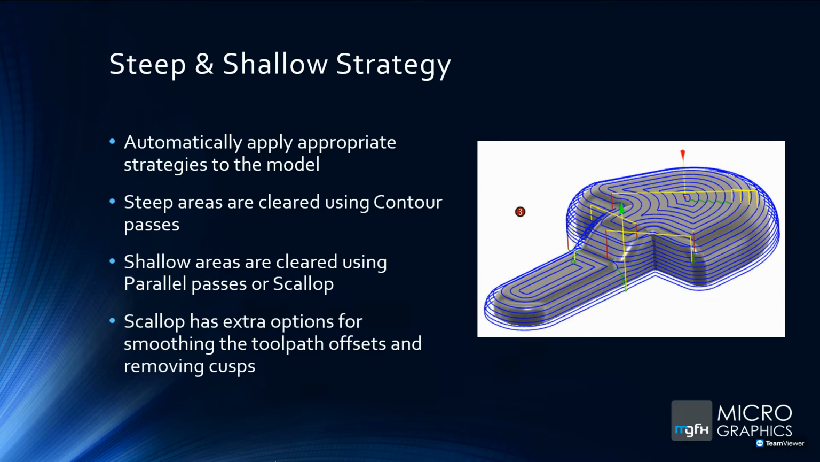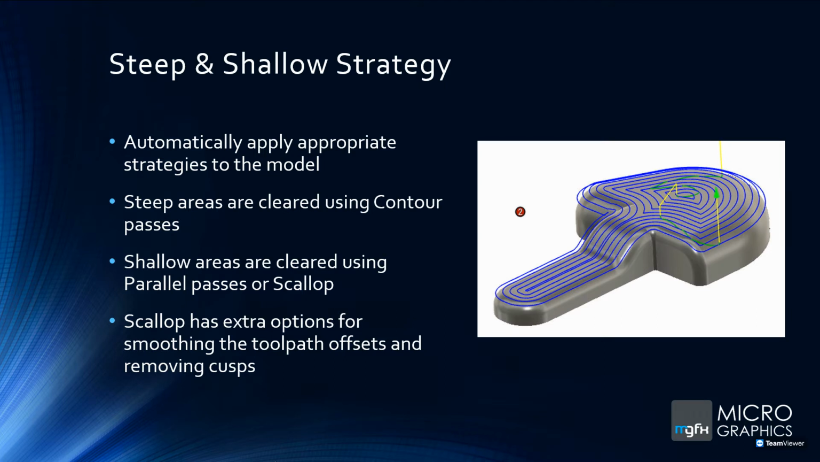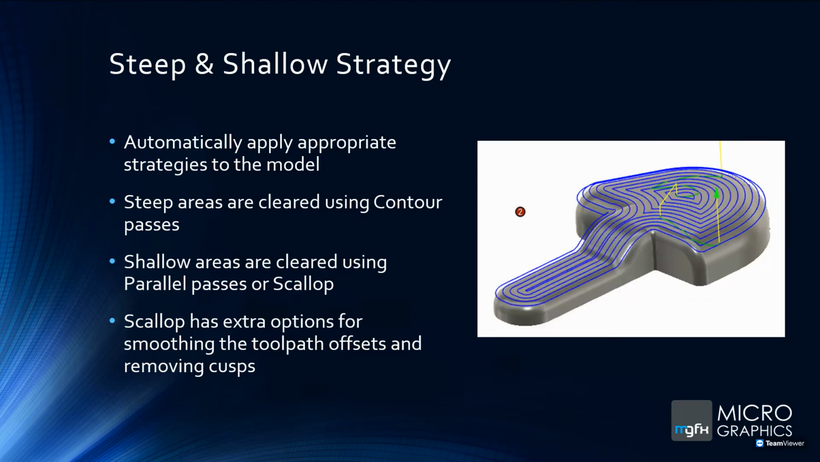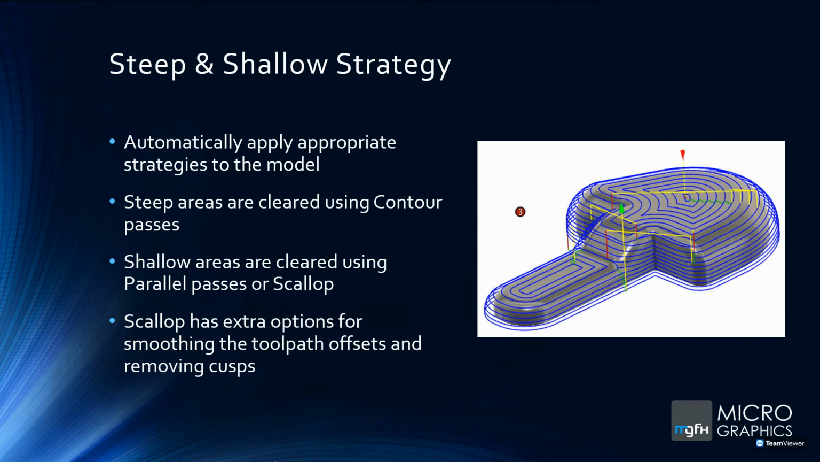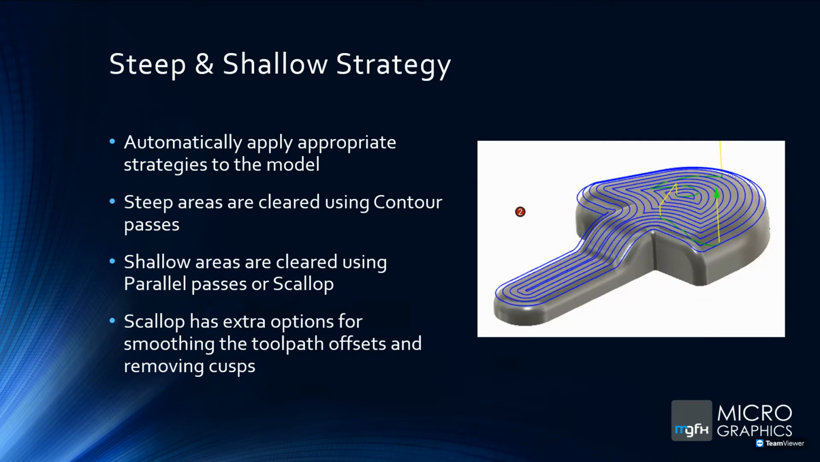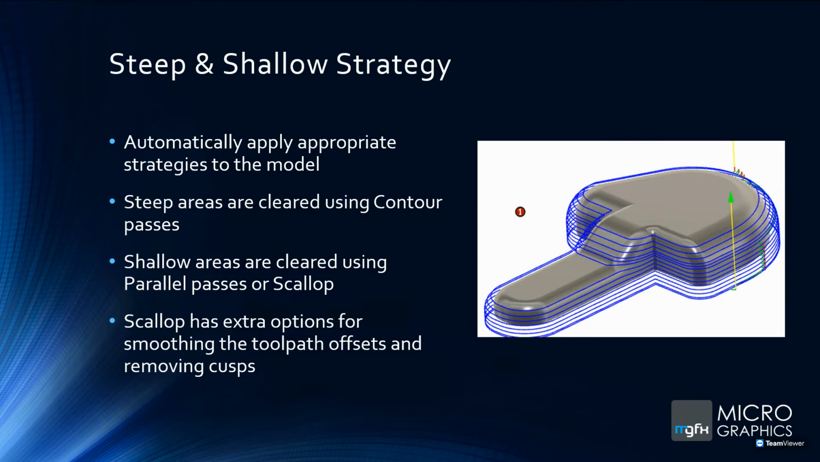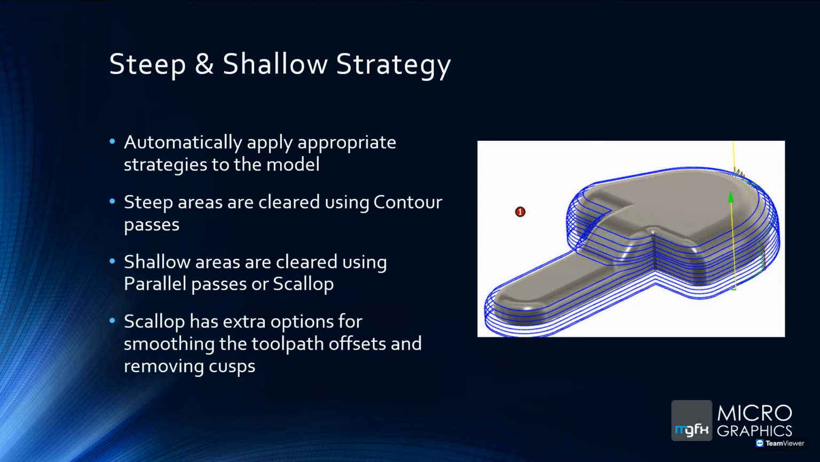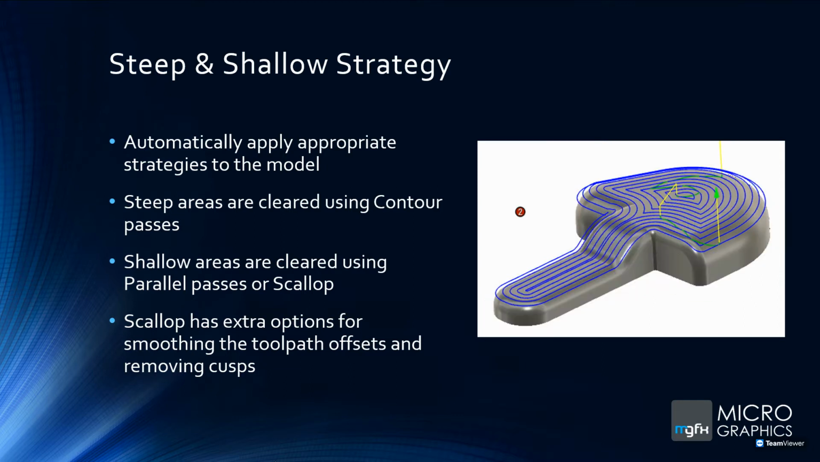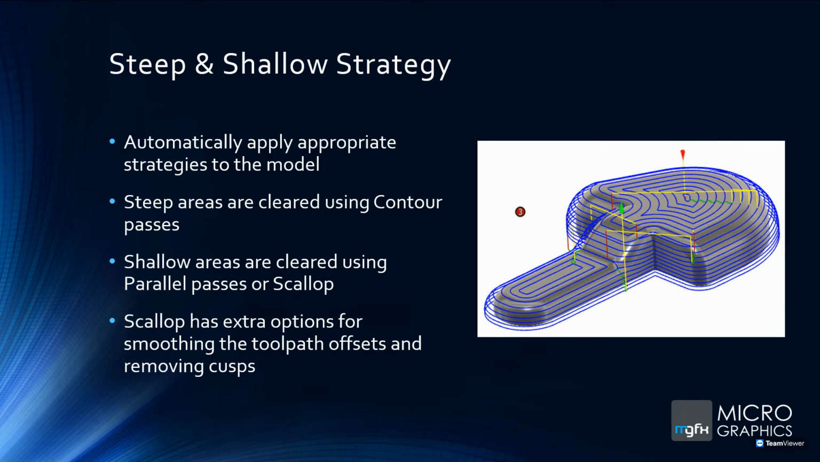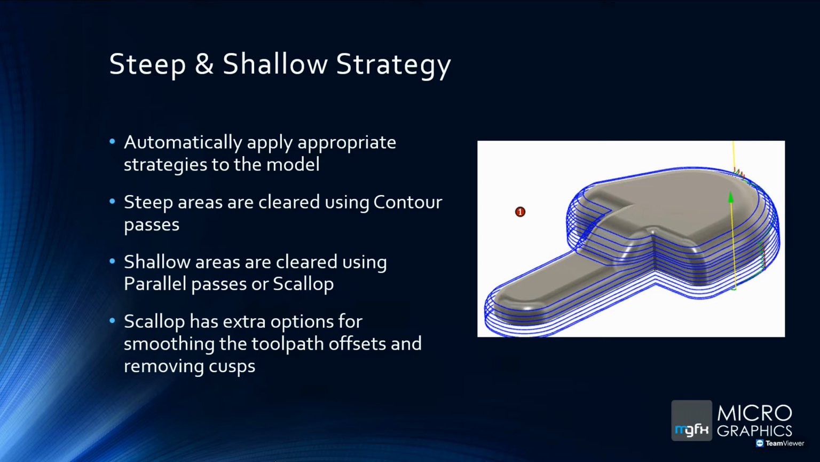Let me start by saying, typically, as a programmer, you would look at the component and you would decide what strategy to use for steep walls, and you would apply your strategy to those steep walls, possibly as a first operation on the part. And then you would look at the shallow areas and choose a strategy that would machine the shallow areas. So potentially you could have 3 or 4 different operations for different areas of the model.